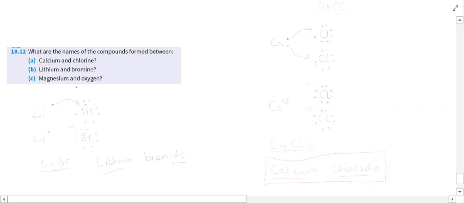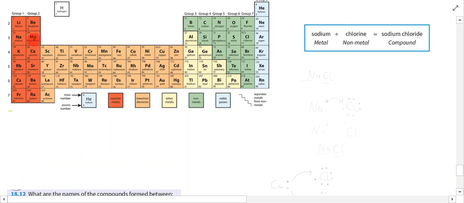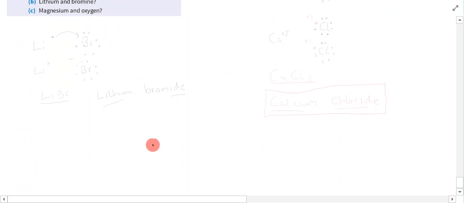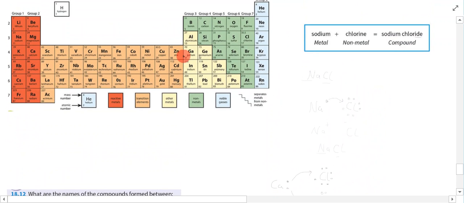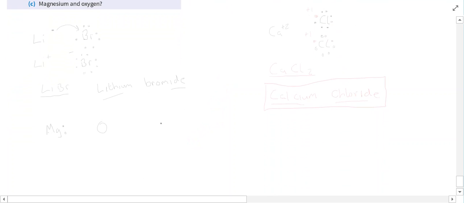And then if we think about magnesium, where is magnesium on the periodic table? Magnesium is a group 2 element. So magnesium is going to have 2 electrons in its outer shell. So we can just write it like this, magnesium. So it has 2 electrons. And then oxygen, we look at where oxygen is on the periodic table. It's a group 6 element, so therefore it has 6 electrons in its outer shell. So it has 1, 2, 3, 4, 5, 6.